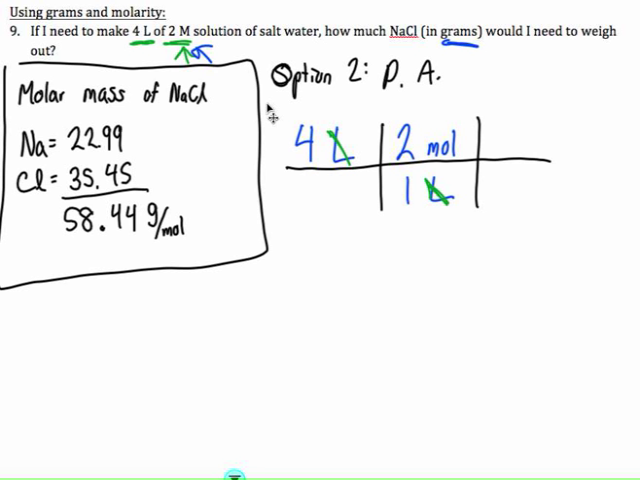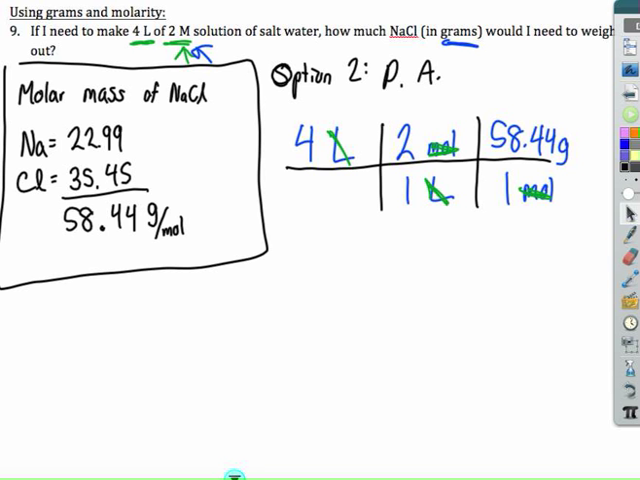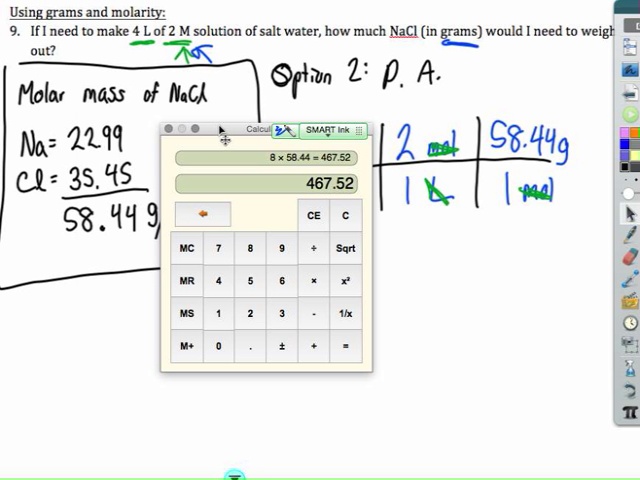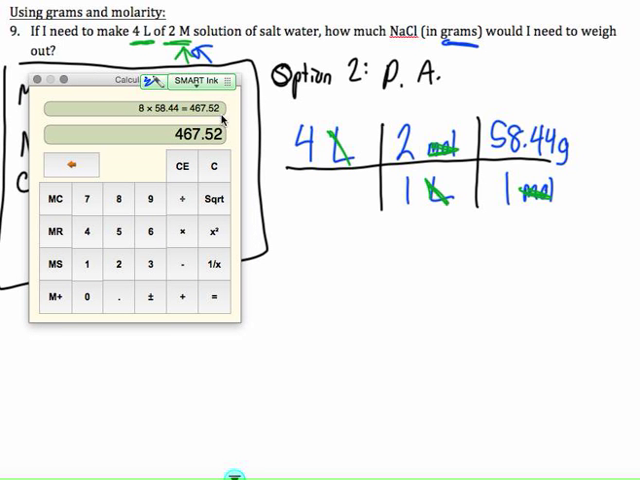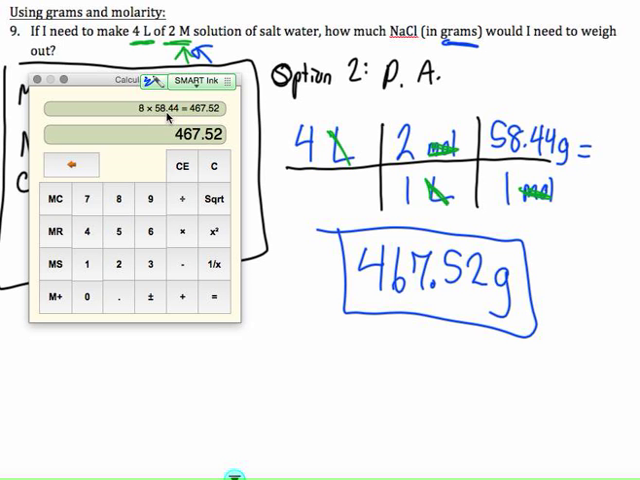So then I would use the molar mass, grams per 1 mole. That mole and mole cancel out. I multiply those 3 numbers together, divide by 1 and 1, which is basically just dividing by 1, and you can see that it is the same. 4 times 2 equals 8 times 58.44, and you get the exact same thing: 467.52 grams.